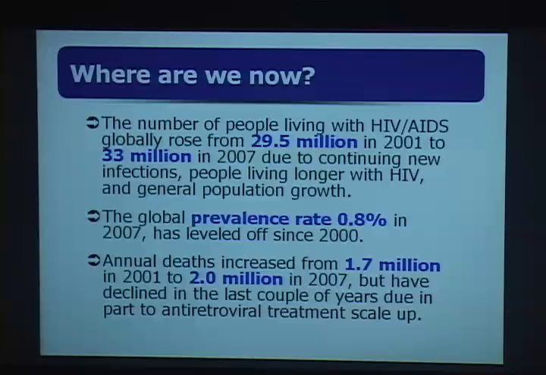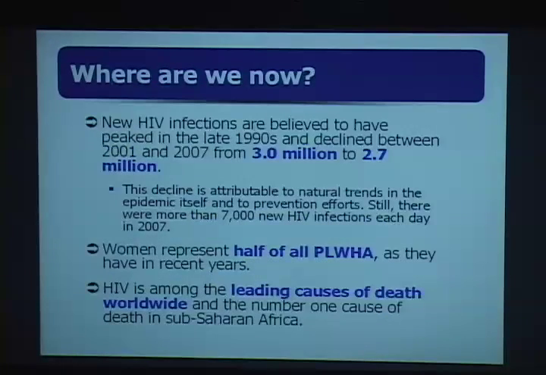Annual deaths for AIDS have increased from 1.7 million in 2001 to approximately 2 million in 2007. But in general, deaths have declined in the last couple of years, in part because of the rapid scale-up of antiretroviral therapy availability, especially as a result of the President's Emergency Plan for AIDS Relief, or PEPFAR.